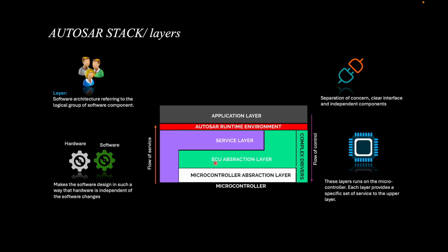And then there is the ECU abstraction layer, which is the next layer of the base layer. Here you will have abstraction of the ECU, with multiple functions which get service from the microcontroller abstraction layer. The microcontroller abstraction layer contains all the relevant functions which deal with the microcontroller that you are using inside this ECU. So this is the detailed layer structure, and along with that you will have a complex driver.